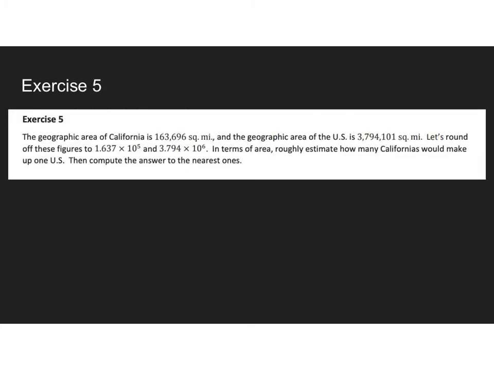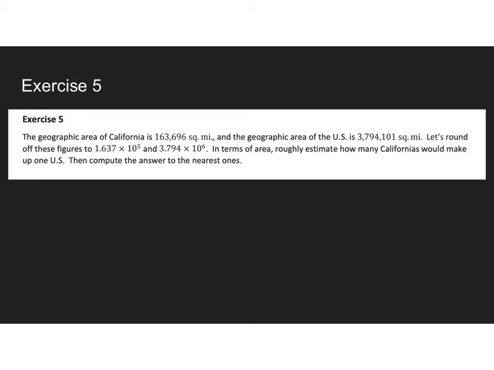Moving on. All right, the geographic area of California is 163,696 square miles. And the geographic area of the United States is 3,794,101 square miles. Let's round off these figures to these numbers right here. And in terms of area, roughly estimate how many Californias would make up one U.S. Okay, showing how many times does California fit into the United States.